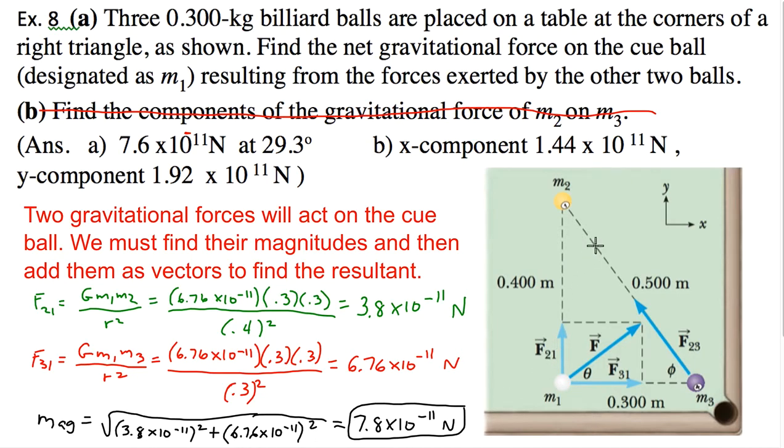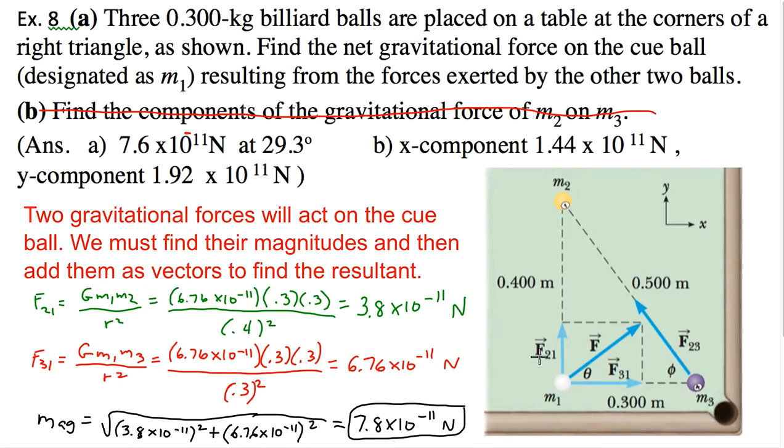So as I've drawn in the picture here, you've got to understand this notation: F21 means the force that ball 2 exerts on ball 1. So here's ball 2, M2, and here's ball 1, M1. So M2 is pulling at M1. You see this little blue line pulling upward there. That's the force that M2 exerts on M1, and so it's called F21.